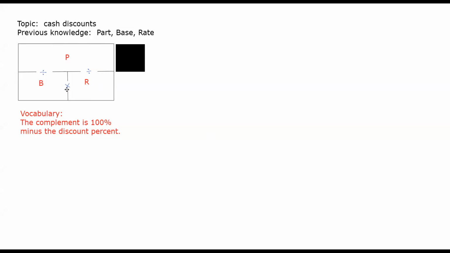So if we wanted to use this mat, I just want to remind you that if you wanted to find the percent or the part, you'd cover up part and you'd go base times rate. That's going to give you the part. If you want to find the rate, you would take the part and divide it by the base. And if you want to find the base, you take the part and divide it by the rate.